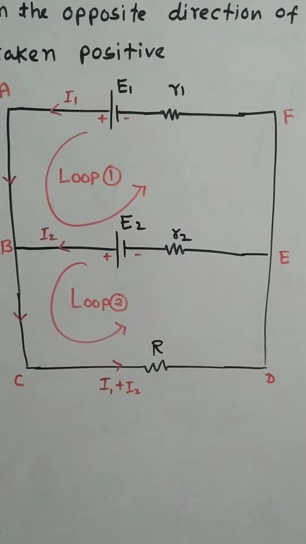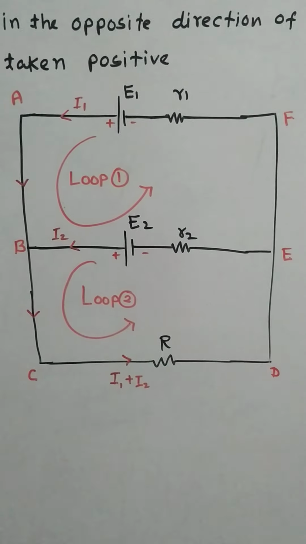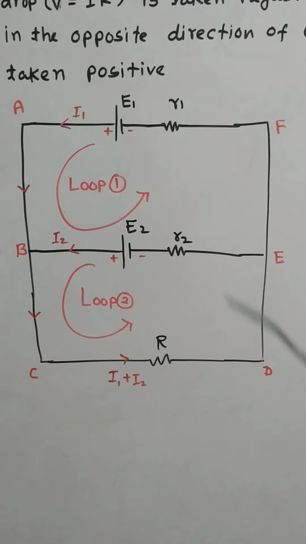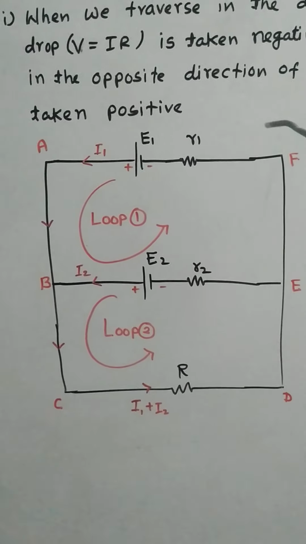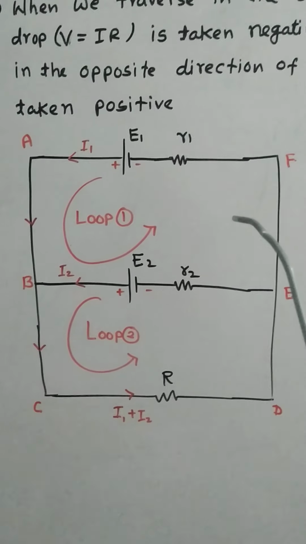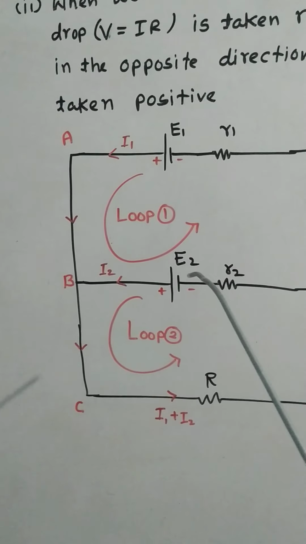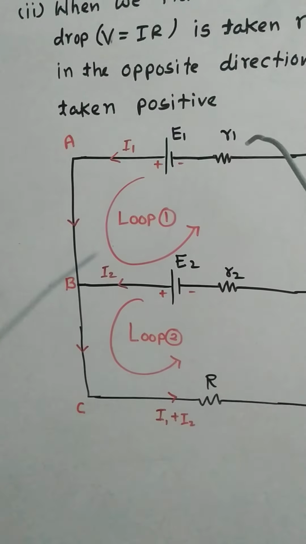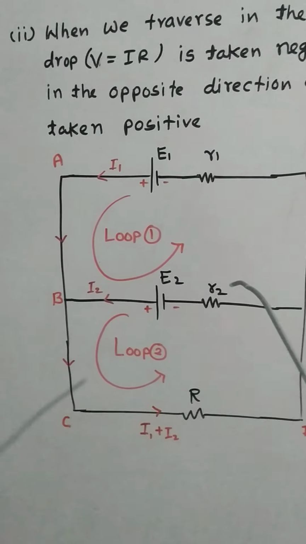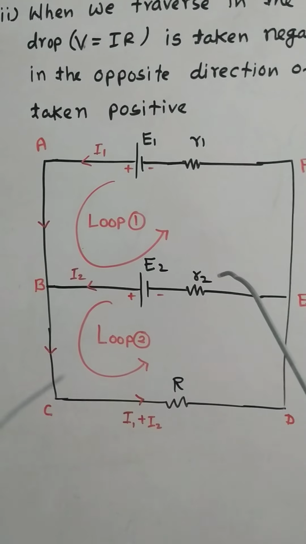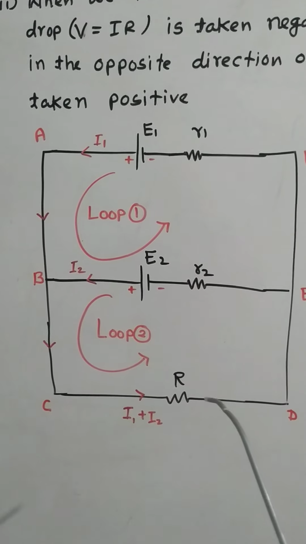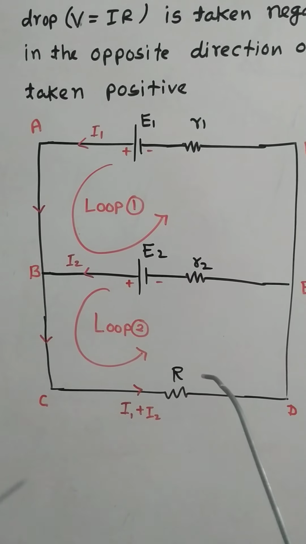To understand Kirchhoff's voltage law, consider this circuit diagram. It is a closed loop, a closed network, in which you can see E1 and E2 are the EMFs of two cells. Small r1 and small r2 are the internal resistances of the two cells. Capital R is the resistance of the external load.